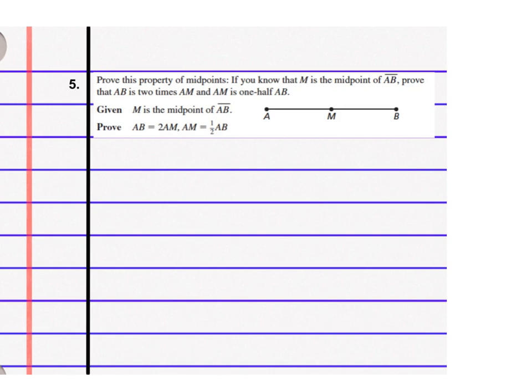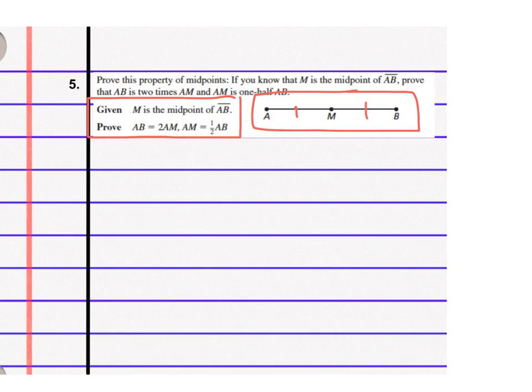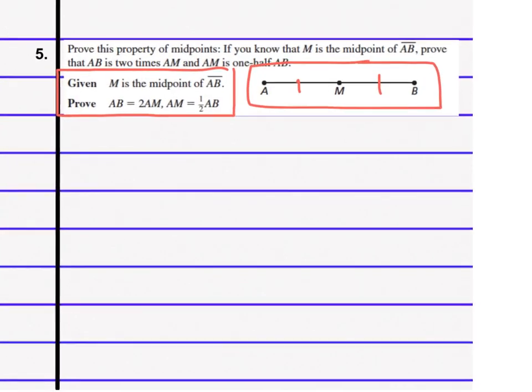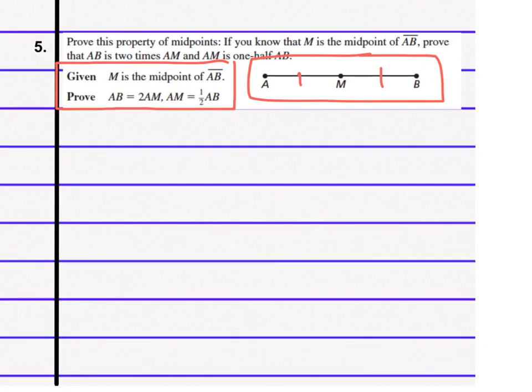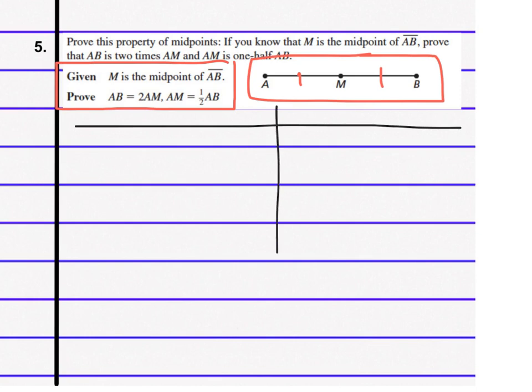All right, so it's giving you the given here. M is the midpoint of line segment AB. Prove 2 things: AB equals 2AM, AM equals 1/2 AB. And then draw your diagram. And since M is the midpoint, you may want to go ahead and mark those. All right, then this is our last proof. It is going to take up a little bit of space, so write small or use the back side of your paper. Give yourself some room.